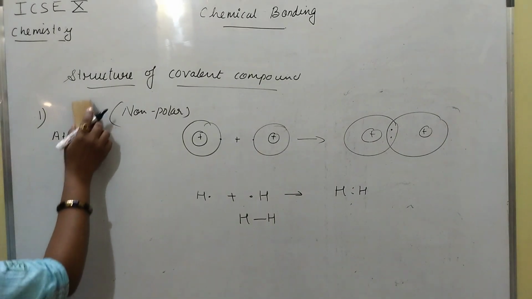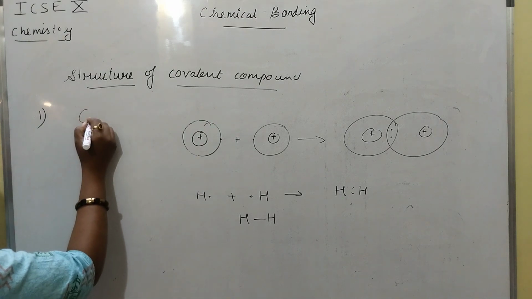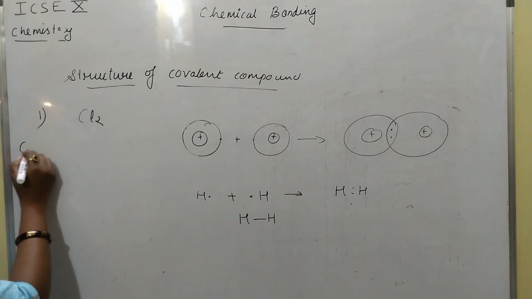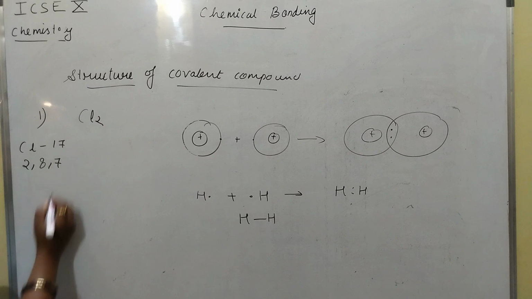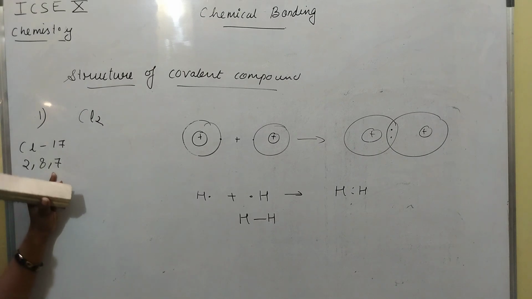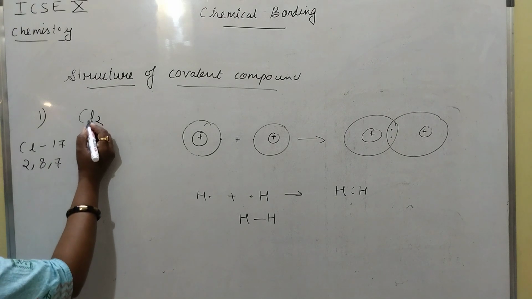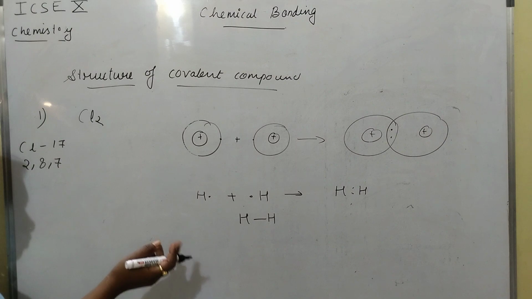Now second, we will take the example of chlorine. Chlorine molecule. We know the atomic number of chlorine is 17, configuration is 2, 8, 7. So you can see that it is short of one electron to complete the octet. So that one electron it will gain by sharing with another chlorine atom.